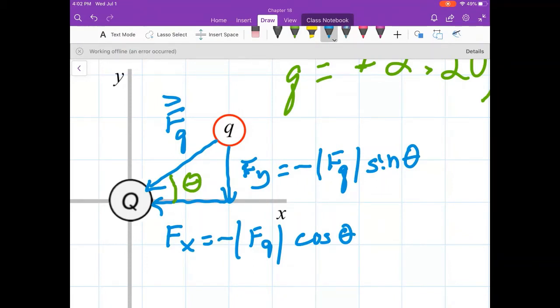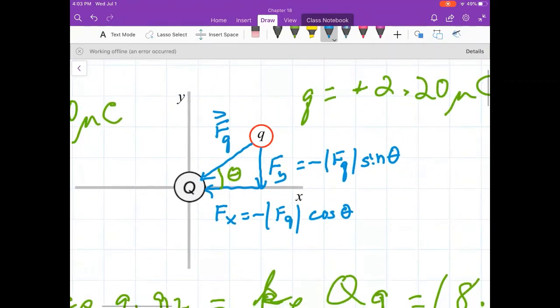So we use the trigonometry. The side opposite the angle, F sub y, right, a little neater, will be the hypotenuse times sine theta. The side adjacent to the angle, the hypotenuse of the triangle times cosine theta. But we have to take into account the direction of the vectors. Fy points down, we give it a negative sign. Fx points to the left, we give it a negative sign.